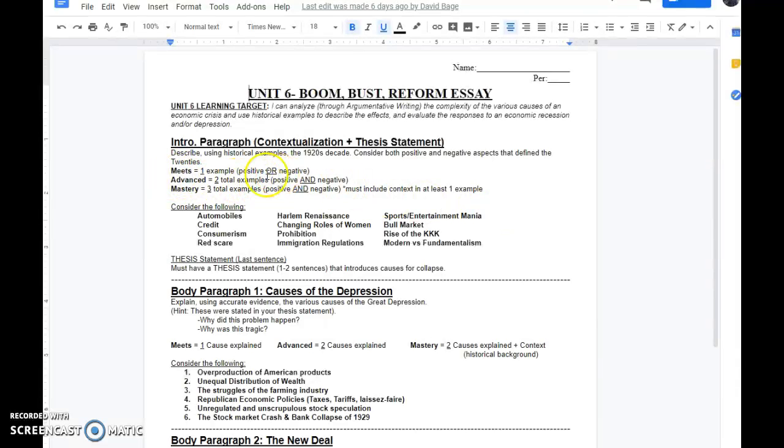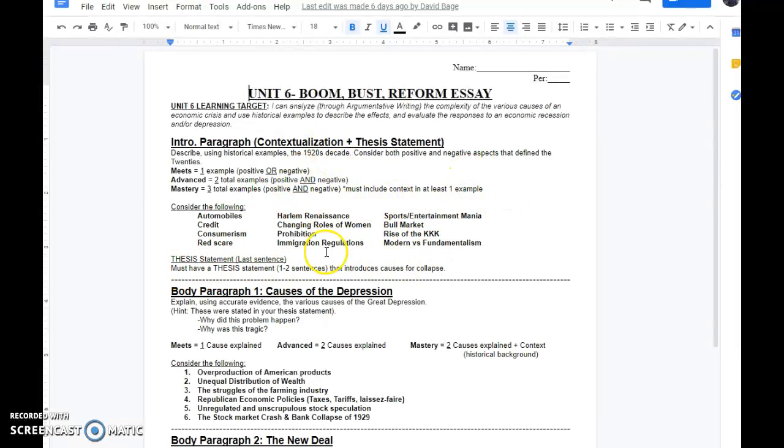And basically what you're going to do is describe, using historical examples, the 1920s decade, considering both the positive and negative aspects of the 1920s. So you're sort of setting the picture, the trailer to the movie, so to speak. So you're going to write about 5 sentences that include some of these ideas that talk about the 1920s being a good era, but also at the same time there were some negative aspects going on. So you're sort of introducing the idea of the 1920s and what was going on.